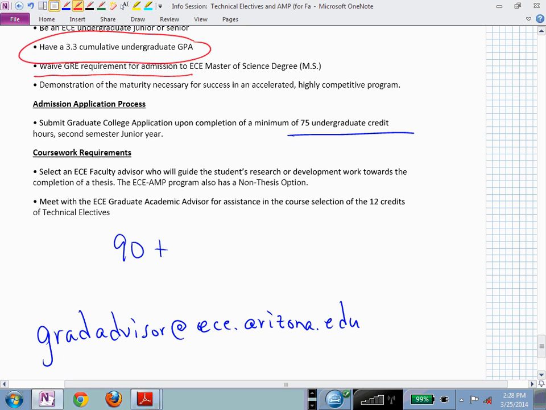So now you need to take 6 classes, and you could take 3 a semester for the next year and have your master's degree after 1 more year beyond your bachelor's degree. That's the idea behind the Accelerated Master's Program. That's it in a nutshell.